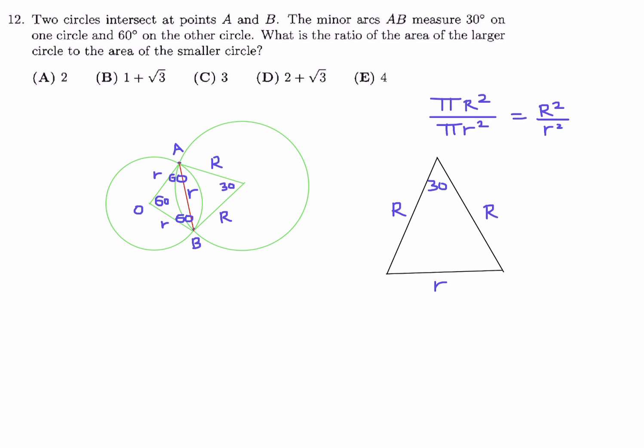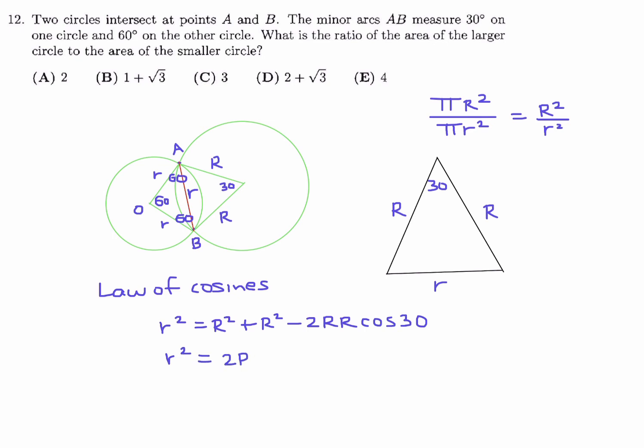Well, at this point, a few ways to proceed. I'm just going to use the law of cosines. It seems like the easiest way to do it. Law of cosines. It's set up in such an obvious way. So that means small r squared will be big R squared plus big R squared minus 2 times R times R cos 30. So small r squared is 2R squared minus 2R squared cos of 30, which is what, root 3 over 2? Yeah, root 3 over 2.